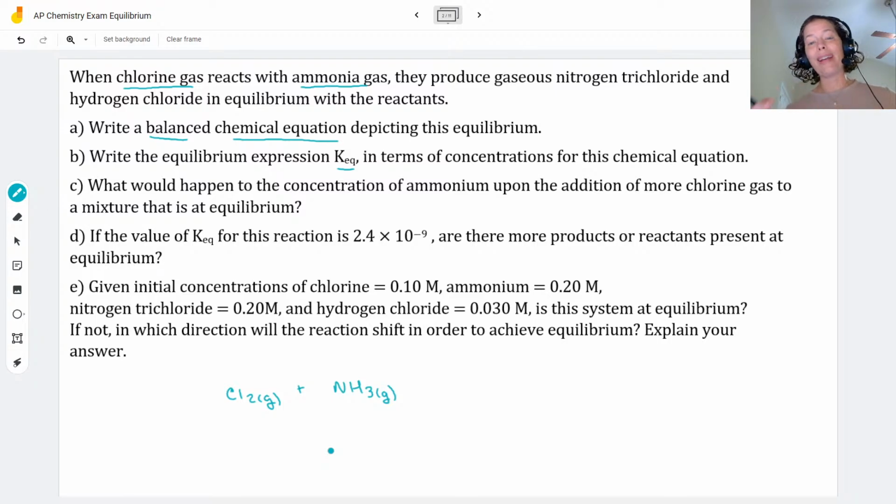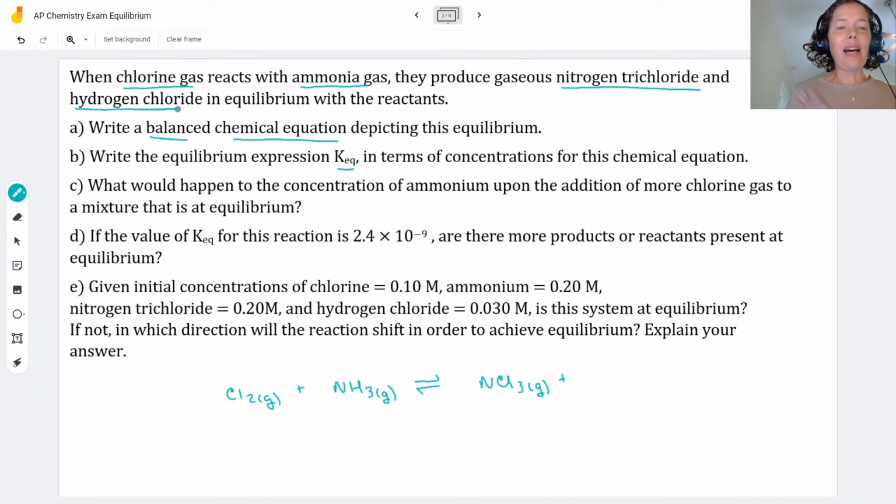Chlorine gas reacts with ammonia gas. They produce, so that means I need some kind of arrow. I know these are in equilibrium, so I'm going to do equilibrium arrows. Let's get our products in. We have nitrogen trichloride. That's a good molecular or covalent name right there. Nitrogen trichloride, of course, is a gas. And our final product is hydrogen chloride. You could also call that hydrochloric acid, but we tend to refer to this as hydrogen chloride when it's in the gas state. That's just an aside.